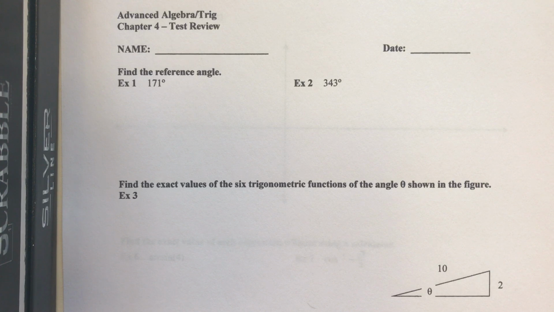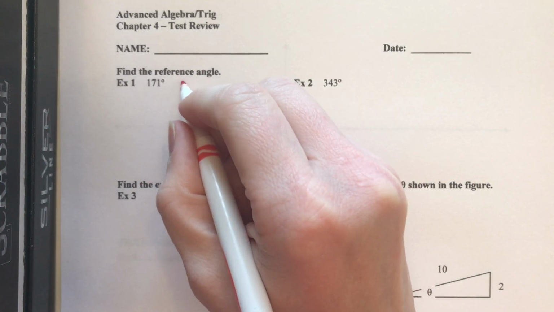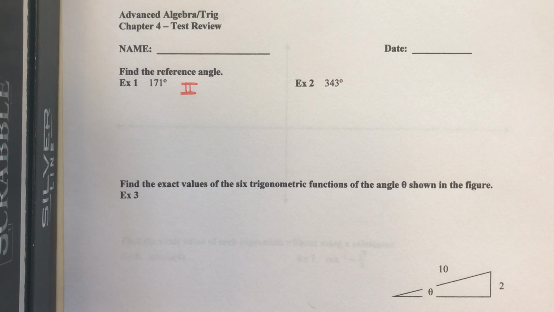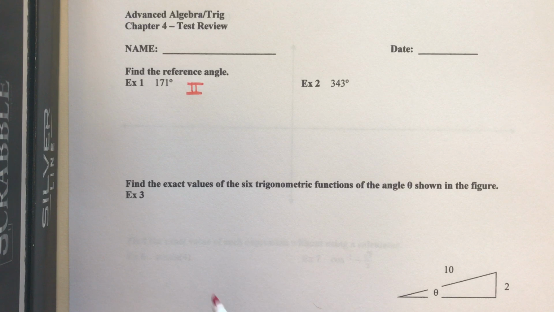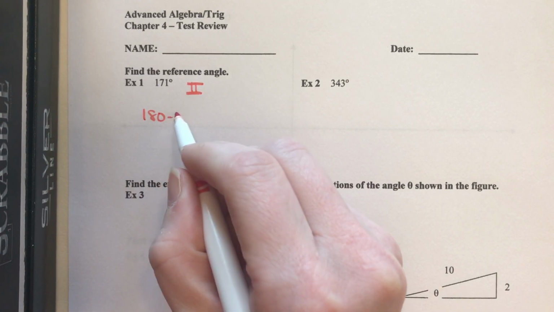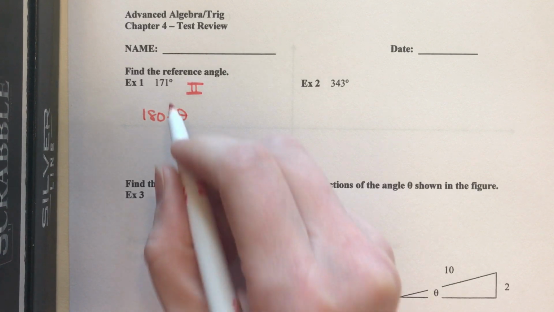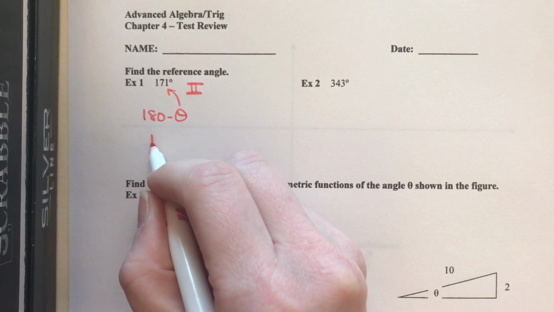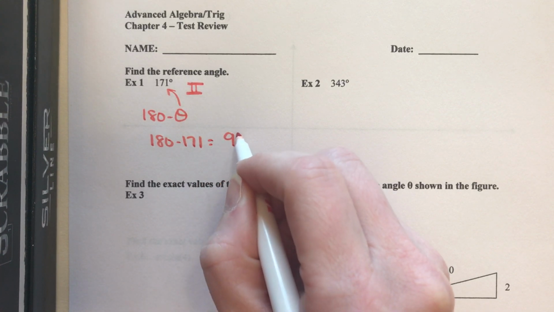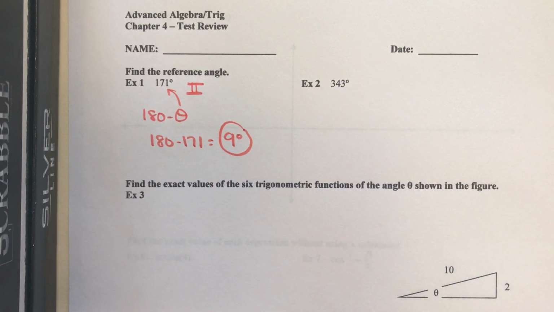So the first thing you want to do is figure out what quadrant you're in. So 171 is in the second quadrant. And if you look at your reference angle formulas, the second quadrant formula is 180 minus theta. And our theta is 171. So that would give us a reference angle of 9 degrees. Now, an easy way to check your answer: it should be between 0 and 90.